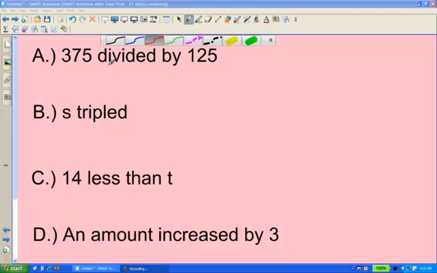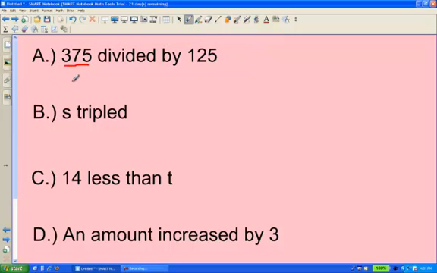Alright, so I'm going to give you a few examples now on the stuff that we just learned about putting words into math. Now pay close attention because a couple of these things are new. All we're going to do is just underline piece by piece. So I have 375 right there. I'm going to underline that. Divided by, that's another piece. And the third piece is 125.